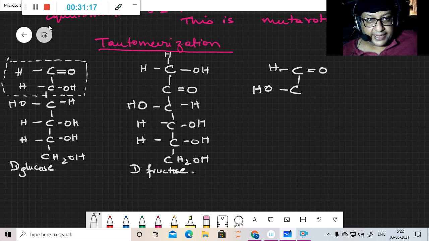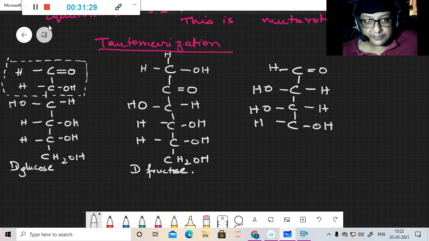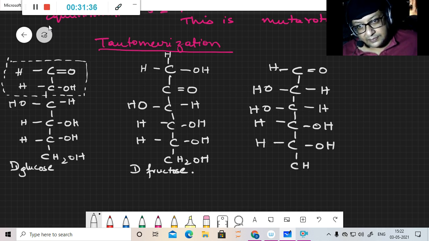Here it was on the right, now I am drawing this on the left. So the rest is same as that of glucose. This is mannose's structure. This is the structure of mannose.